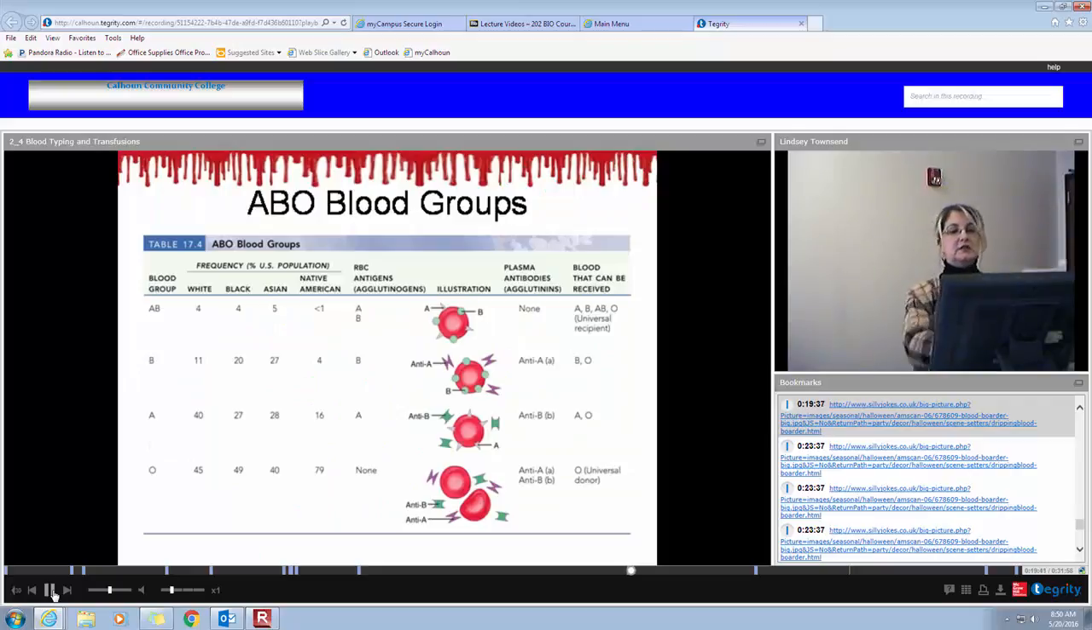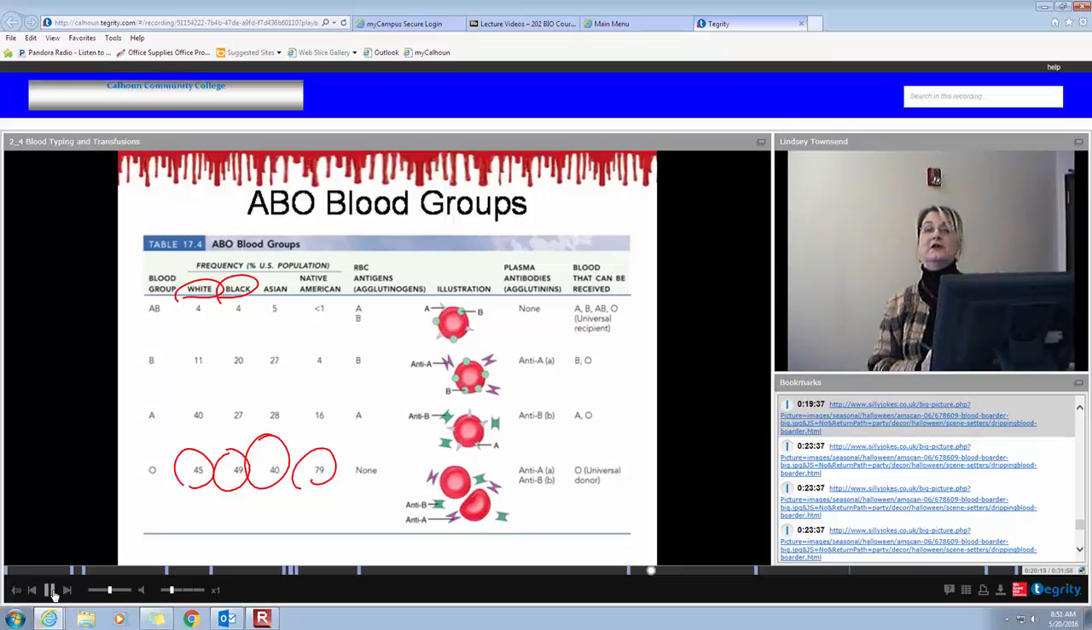Okay, now let's look at this table, and it has the same information that I've already given you, as well as the population or the percentage of the population that has each of these blood types broken down by ethnicity. So you can see that in the Caucasian population, 45% have type O. In the African American population, 49%. The Asian population, 40%. And the Native American, 79%.